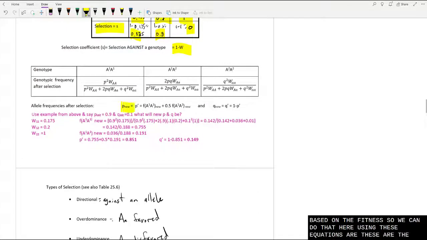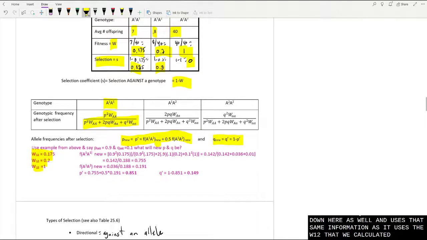So these are the important equations here, and then you will use that one later. So P nu is equal to P prime. That is just an easier way to write P nu. So this one is the frequency of A1 nu, and we have to calculate that. For that one, we use this equation. So make sure you know how to use that equation. I show it down here as well. And it uses that same information as the W1,2 that we calculated right there.